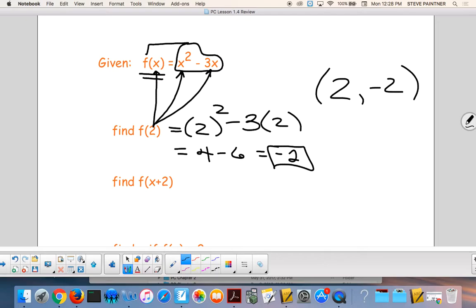Okay? All right, f of x plus 2. This time it's not a number, it's an algebraic expression. So you're not going to get an answer like 10, 12, 14. You're going to get an algebraic answer, okay? Plug it in for x. Plug it in for x. See what happens.